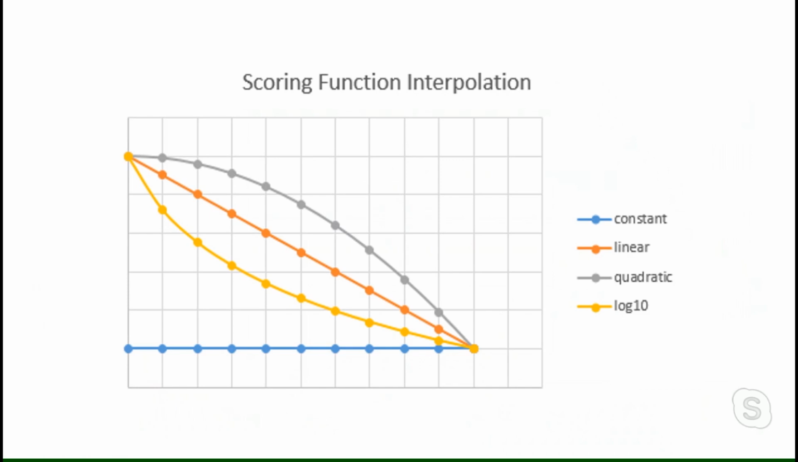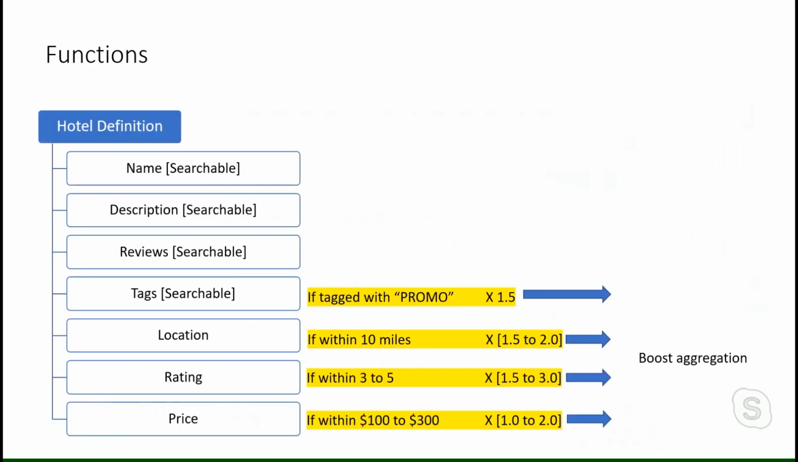And you can see here we support various different types of scoring function, depending on what scenario you want to exercise. So how this works here in the example, to go back to the hotel example. Maybe the specific document that we're calculating the score for is tagged as a promo. So we're going to multiply the score by 1.5. Maybe it's within the 10-mile range that you established in your scoring profile. So we're going to use the interpolation function to get a specific boosting value from 1.5 to 2. Again, defined by the user. We aggregate all those values to get the final boosting score, and that's what we're going to be using to calculate the similarity value for that specific document.